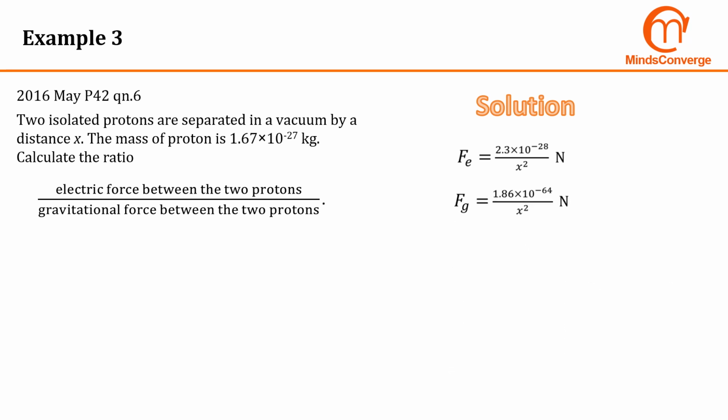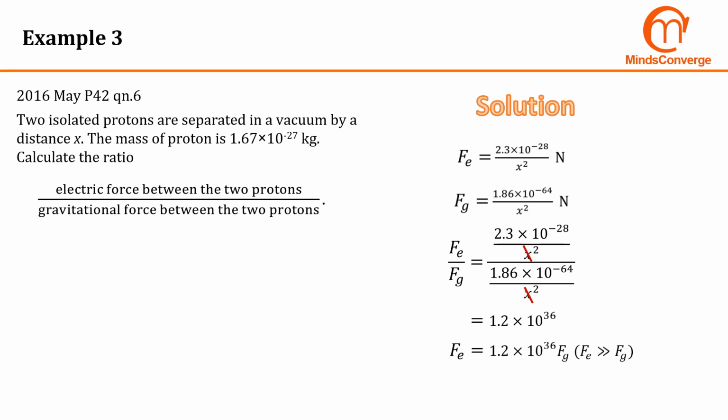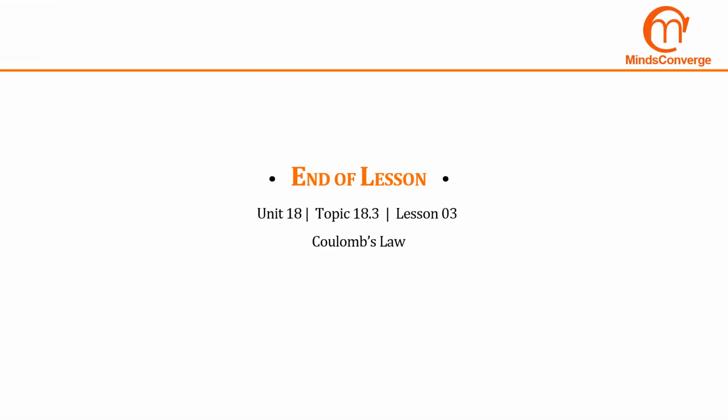Then, we can get the ratio of the electric force between the two protons to the gravitational force between the two protons. Simplify and calculate to get the ratio, which is 1.2 times 10 to the power of 36. Obviously, the electric force is much greater than the gravitational force. We have come to the end of this lesson.